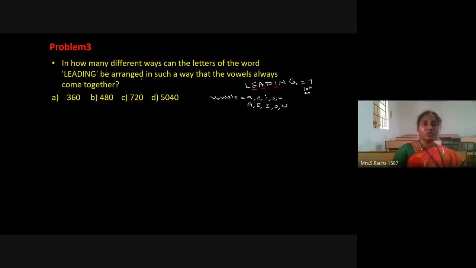They have also given that vowels should come together. What I will do is put E, A, I together. Apart from that, I will take the remaining letters L, D, N, G. You have to consider the vowels together as one letter. So the four letters plus this one makes 5 letters in total.